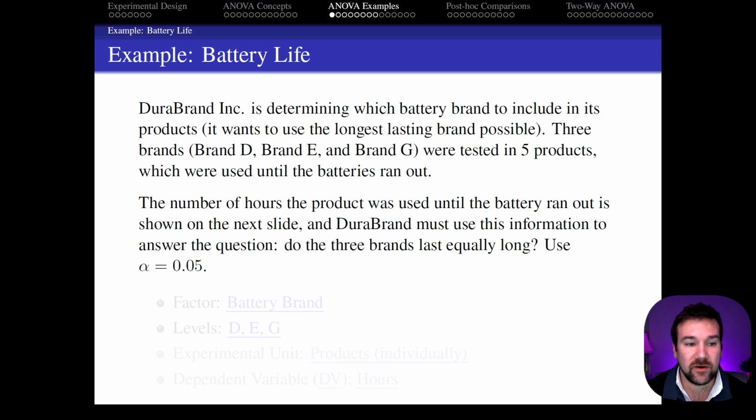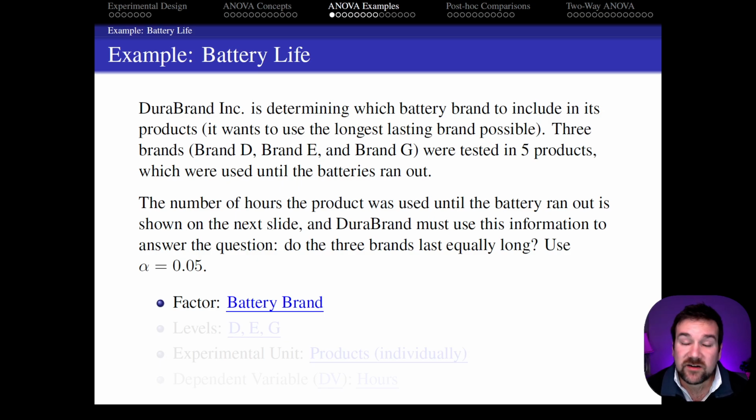So we're going to be comparing three brands of batteries, D, E, and G. We're going to test these in 5 different products each, and we're going to see how long this lasts until the battery ran out. We're provided the number of hours the product was used until the battery died, and we want to use the information to answer the question: is there a difference between the average battery lives for these 3 batteries? And we're going to be using alpha equals 0.05.